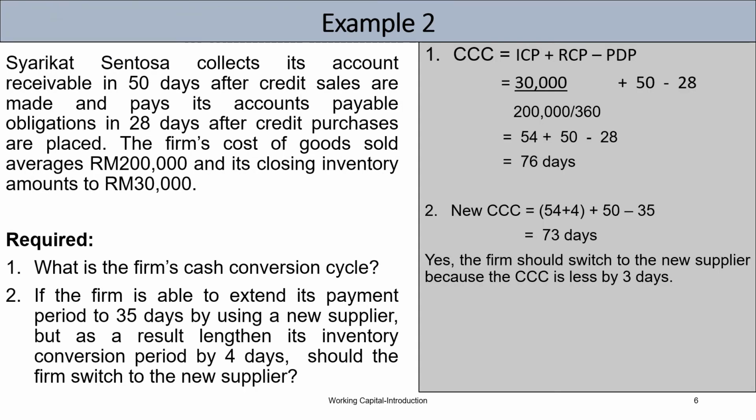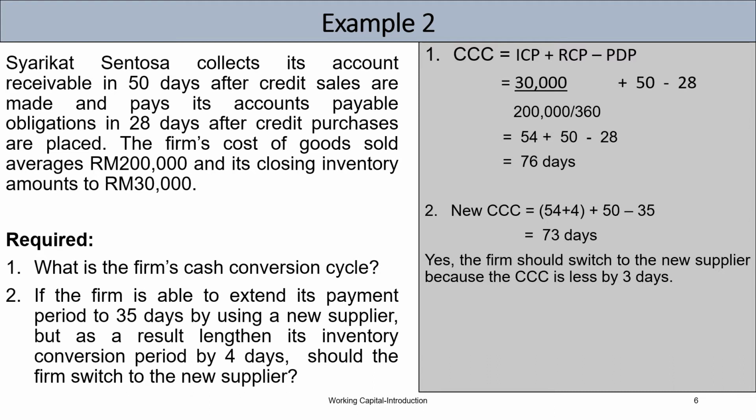Okay, example 2. Sharikat Sentosa collects its account receivables in 50 days after credit sales are made and pays its account payable in 28 days after credit purchases are placed. The firm's cost of goods sold averaged 200,000 and its closing inventory amounts to 30,000. So what is the CCC?